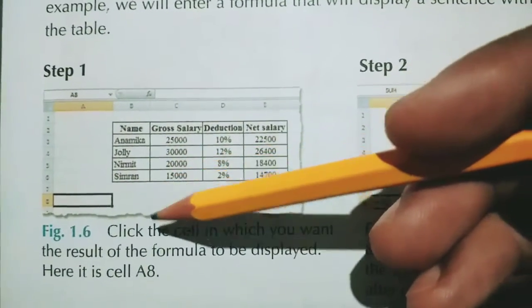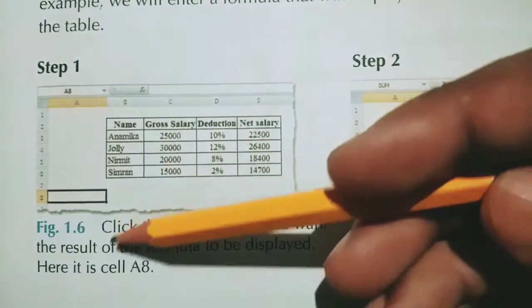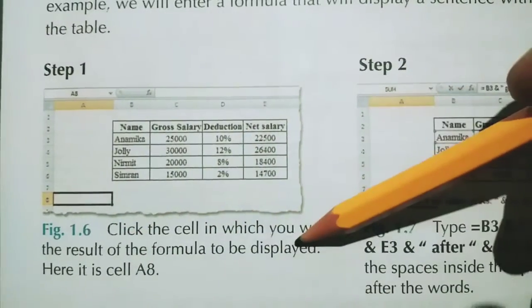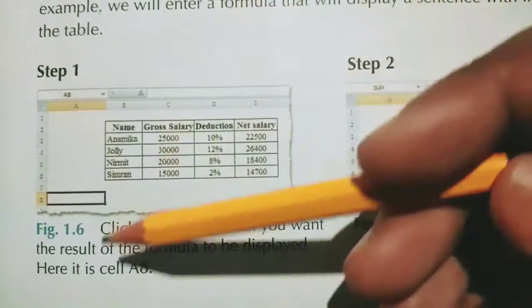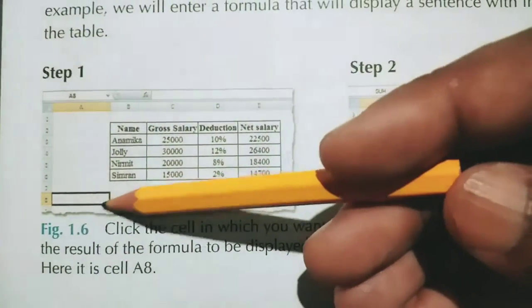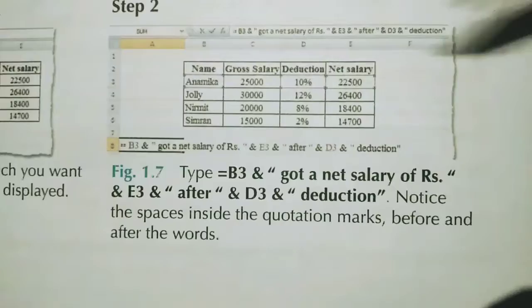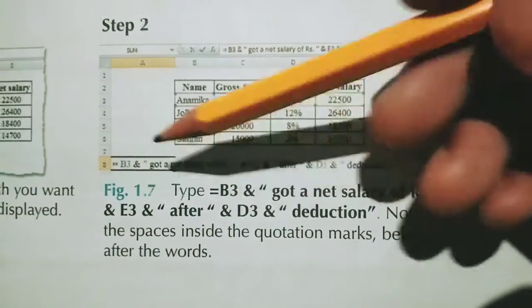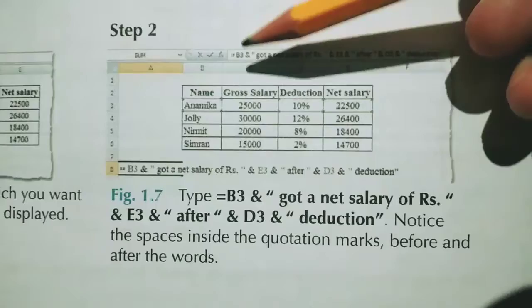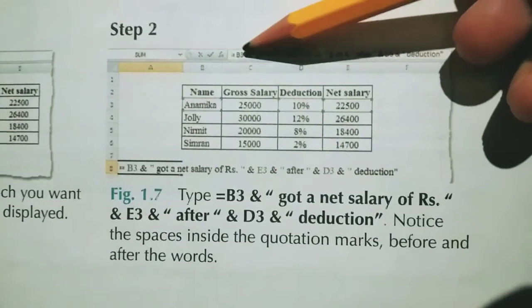How to do it? Click the cell in which you want the result of the formula to be displayed. Suppose in cell A8, so you have to select cell A8. Then after that, you have to write the formula. Always you have to start with equal to. You can write the formula here or here, in the formula bar.